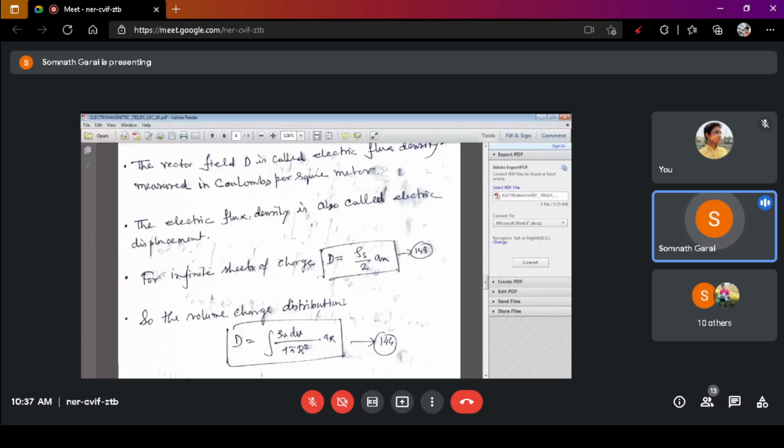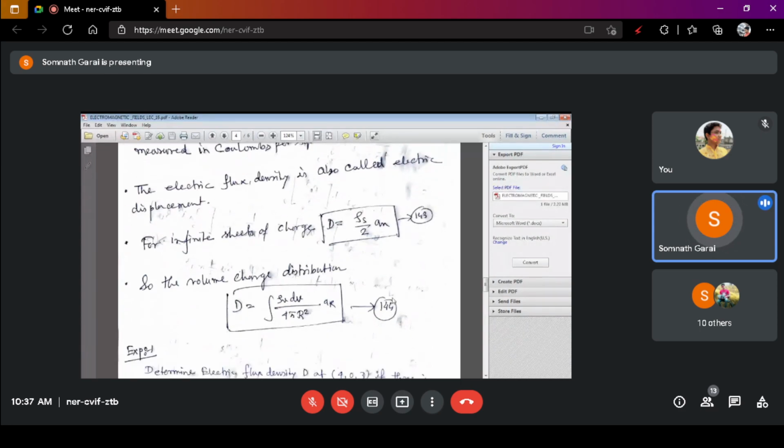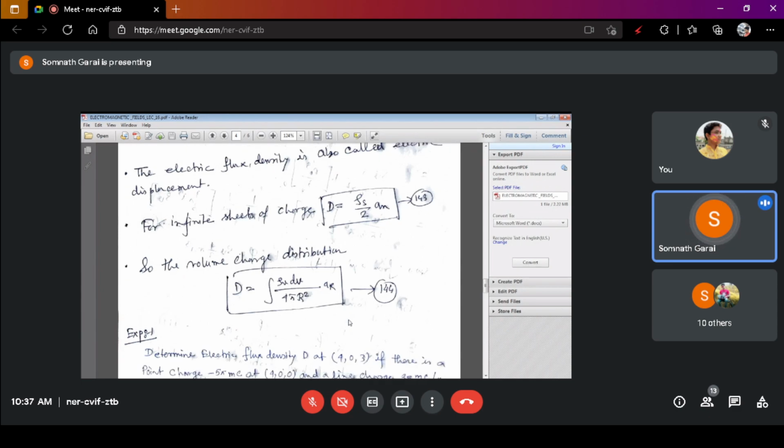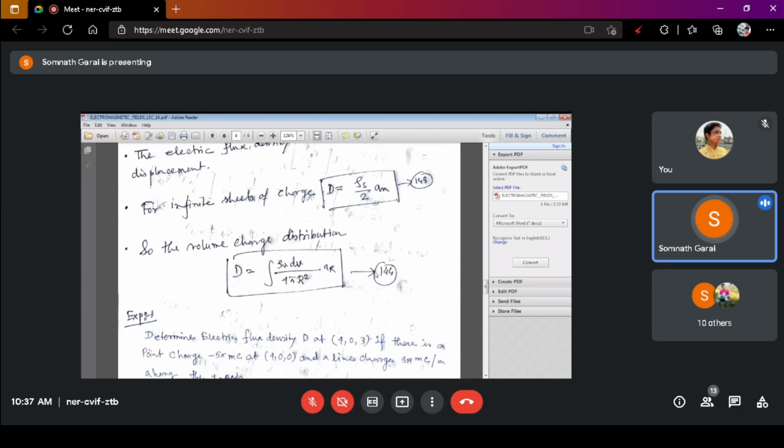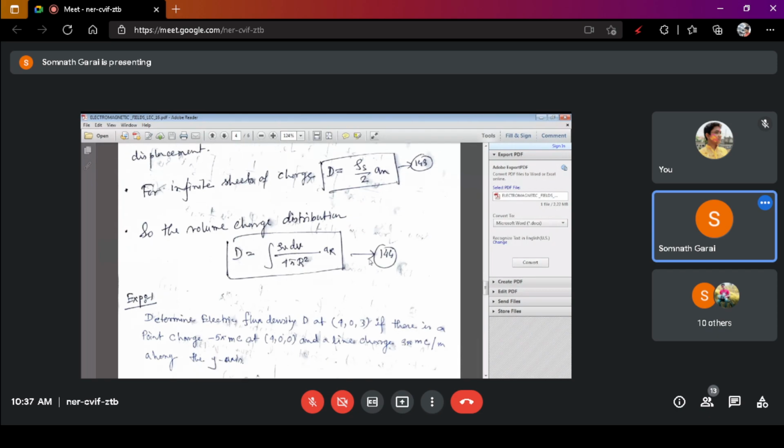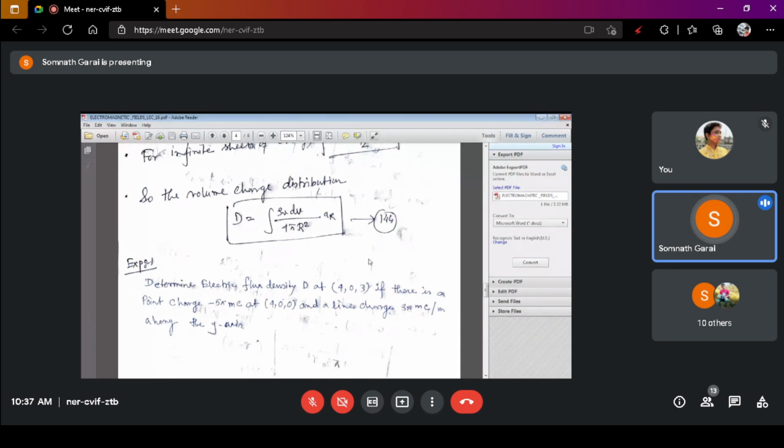Now for the volume charge distribution, D is given by this equation, capital D is equals to integration over rho V dV divided by 4 pi r square into AR. Okay, that is the volume charge distribution with respect to this rho V. Now we go to some numerical problems regarding this.